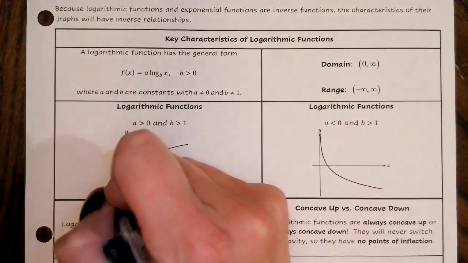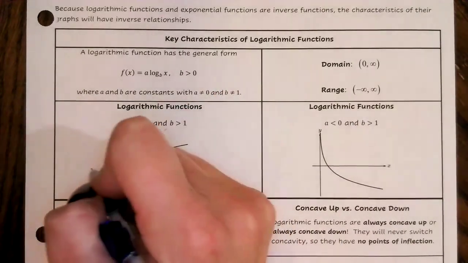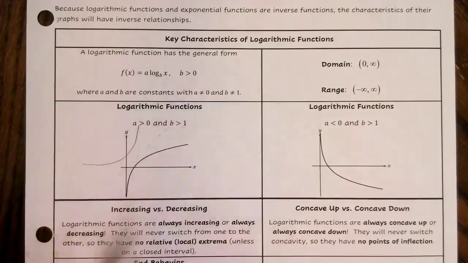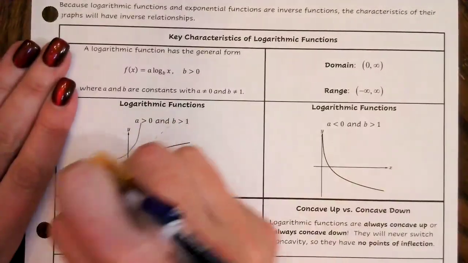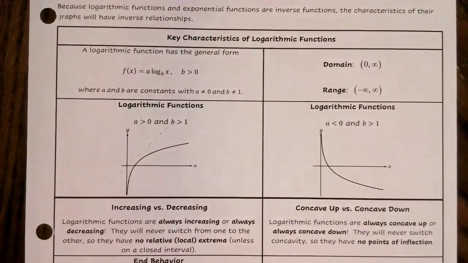Remember, they are a reflection across that y equals x line. So if my y equals x line is right here, my exponential looked like this. And so there is that reflection. Now I'm going to go ahead and erase this just to have a clean sheet here of our logs.